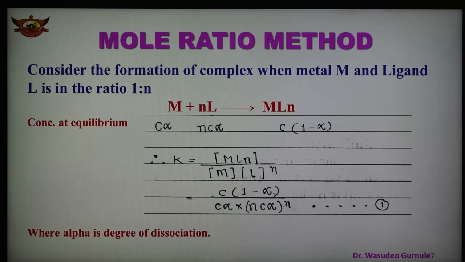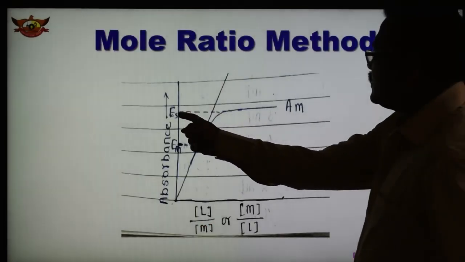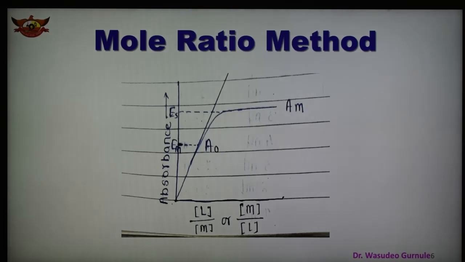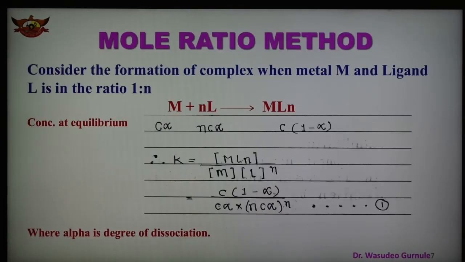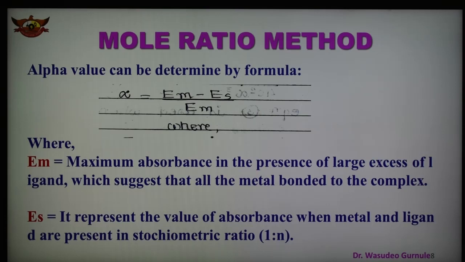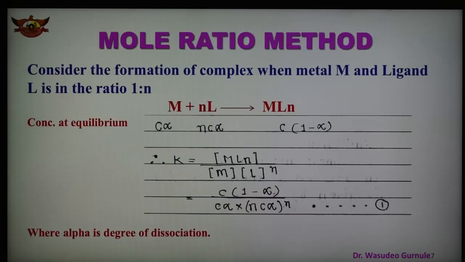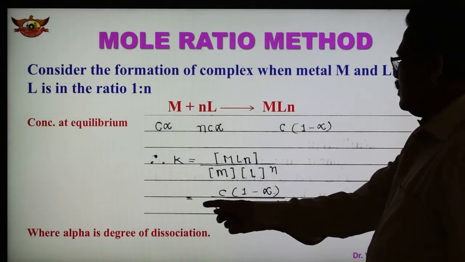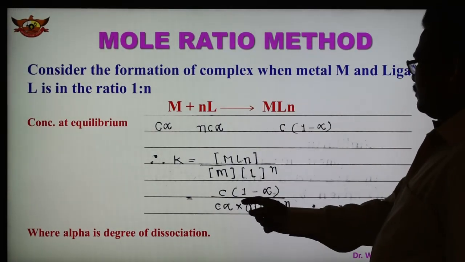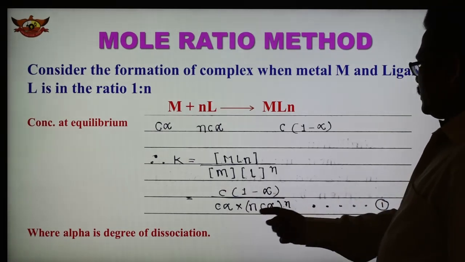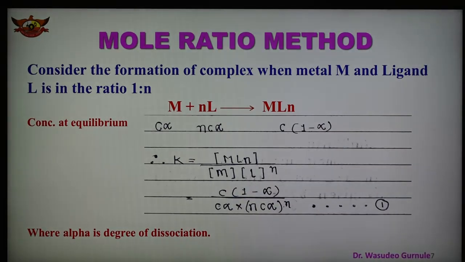Here this graph shows the values of ES and EM. Once we know ES and EM, we know the value of alpha, and if we know the value of alpha, we put it in this equation, and the value of K, the stability constant, for this 1:n composition can be calculated. So here C into 1 minus alpha, so alpha can be calculated from EM and ES, and by using equation 1 it is possible to calculate the stability constant of the complex for that particular composition.